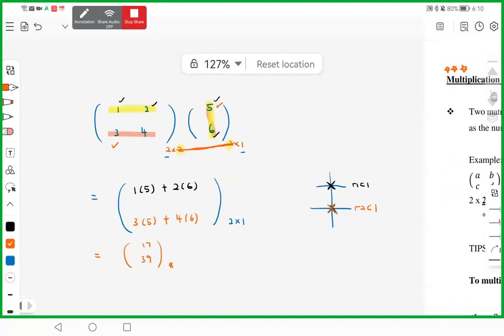Digest first because it's level 3 already. Okay, let me repeat again, so you can follow one more time.